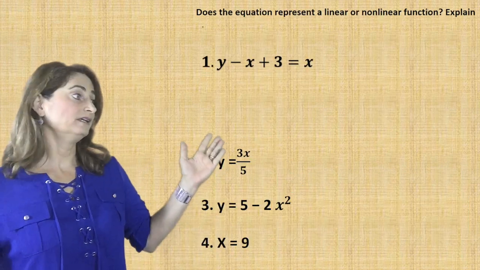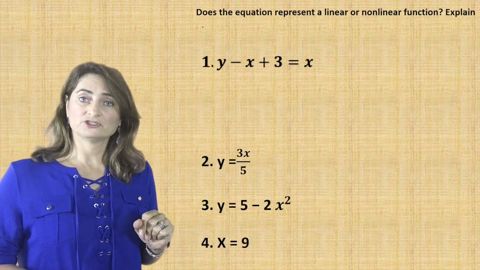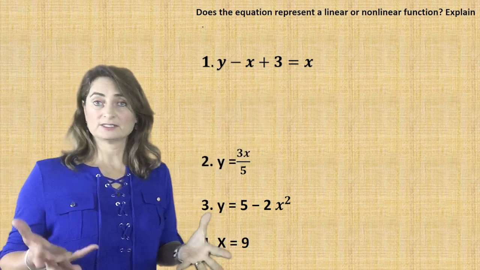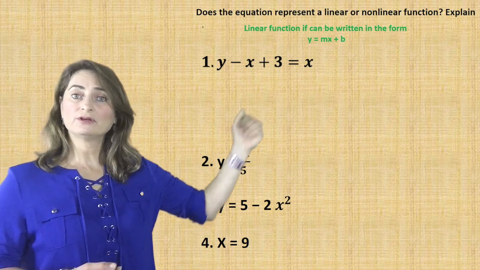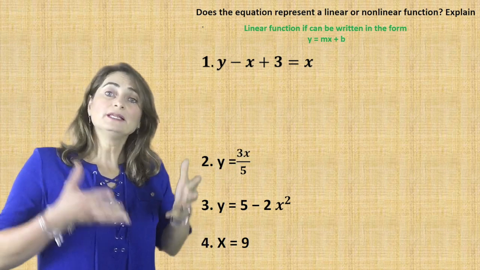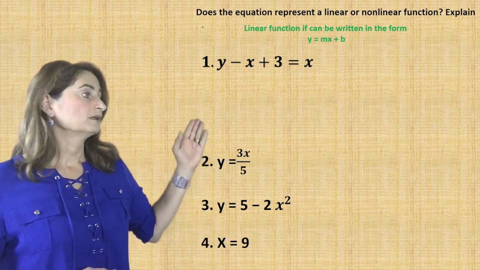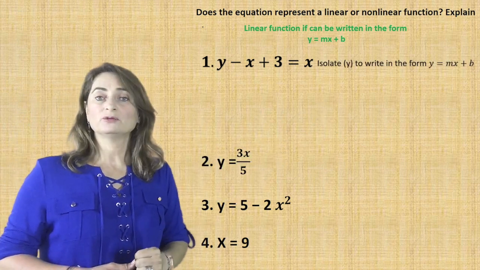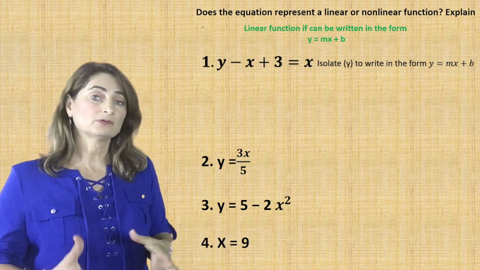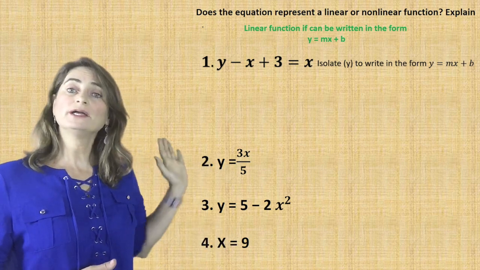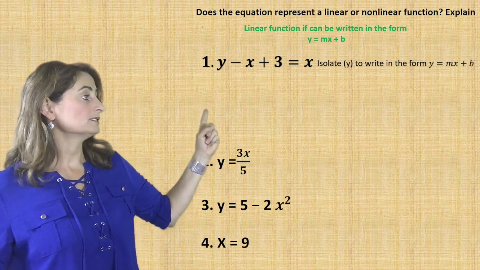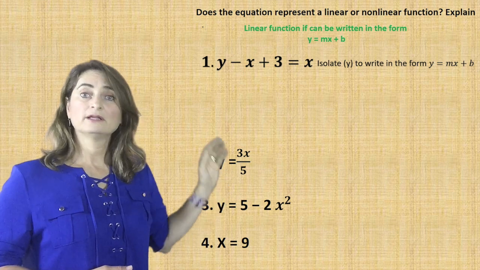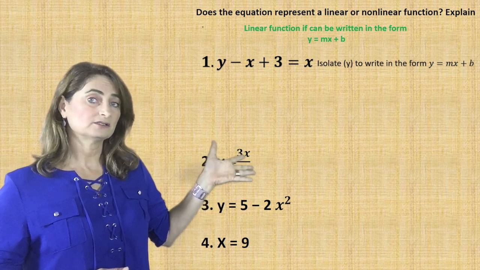Now let's decide if the equations are linear or nonlinear functions. Does the equation represent a linear or nonlinear function? Explain. Remember, if you can write the equation in the form y equals mx plus b, then it is a linear function. The first one: isolate y to write it in the form y equals mx plus b. See how y is isolated on one side of the equation by itself. So isolate y, get rid of everything but the y. Since you have the x and the 3 on the same side as the y, get rid of those two. Always get rid of the variable first. It makes it easier for you.